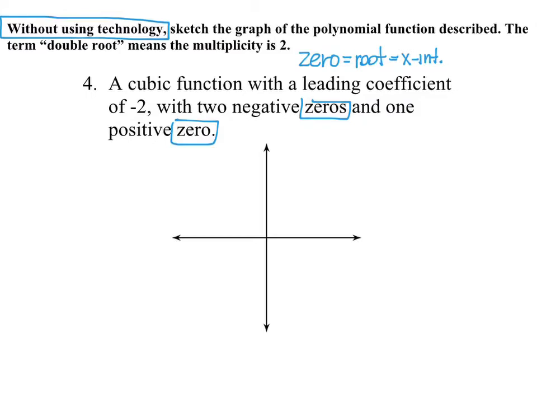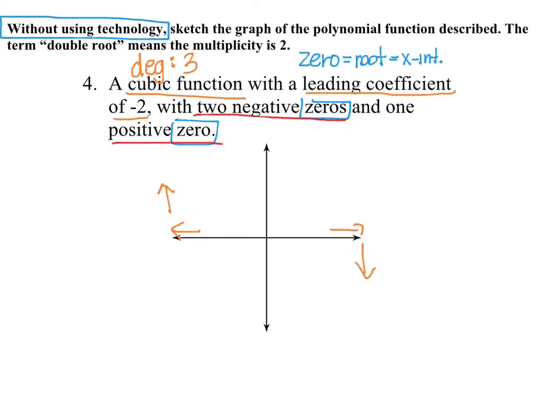So number 4 says I have a cubic function. Cubic, think about it as a number being cubed. When we cube a number, it has an exponent of 3. I also say I have a leading coefficient of -2. So my leading coefficient tells me that as I'm going to the right, my graph is going down. Because I have an odd degree, left and right go opposite directions. I'm also telling you that I have 2 negative zeros and 1 positive zero.